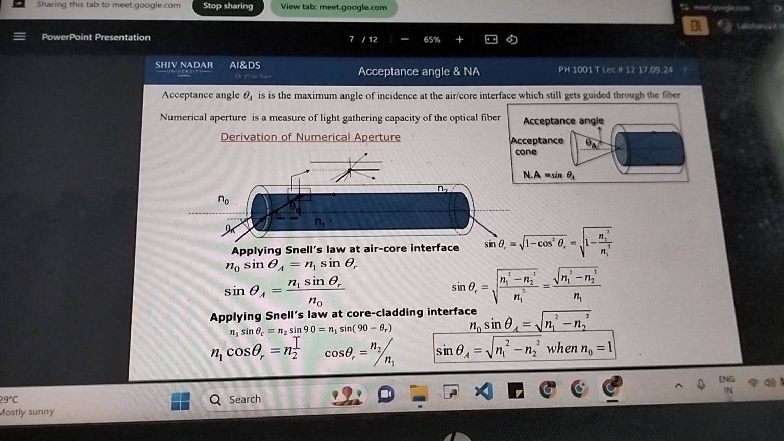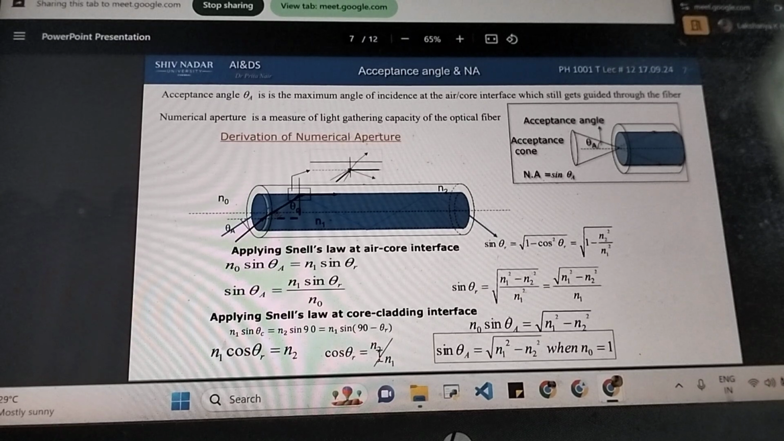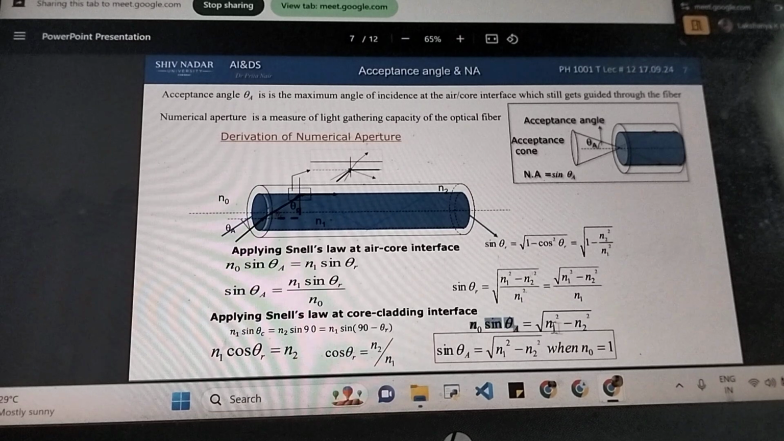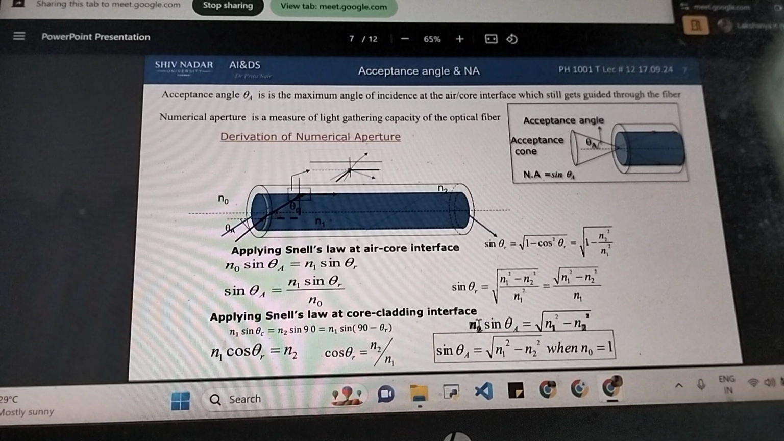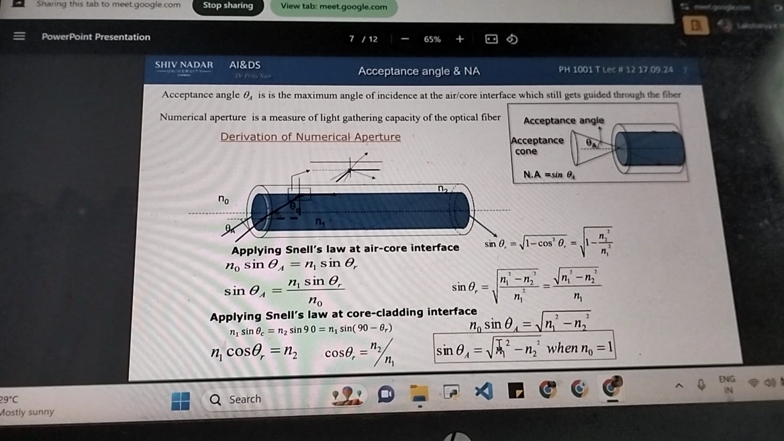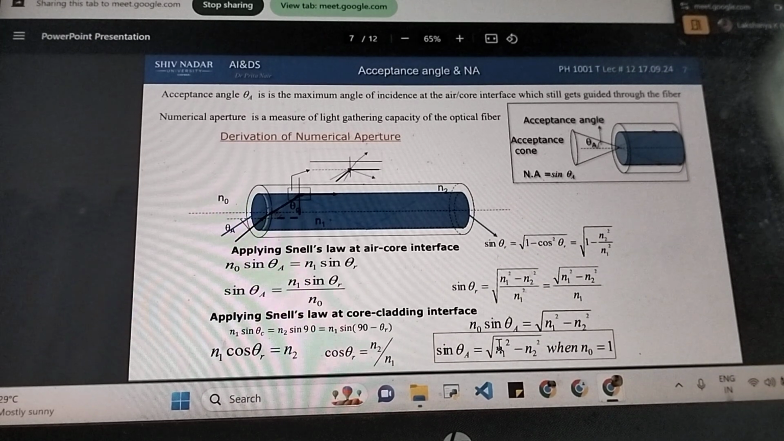So from this we got an expression for cos theta r. Using that and the sin square plus cos square equal to 1 identity, we got an expression for sin theta r, which we simplified and plugged back into this equation. We got this expression finally, and n0 we generally assume to be 1, so we get the formula for sin theta a to be root of n1 squared minus n2 squared. That is the derivation for numerical aperture.